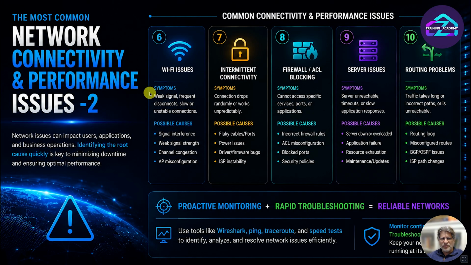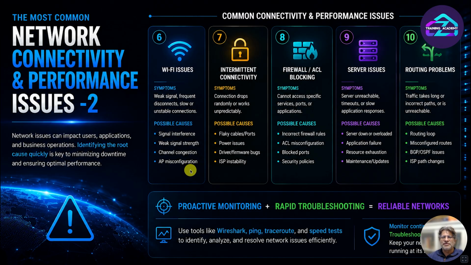So Wi-Fi issues, yeah, weak signal, frequent disconnects, slow or unstable connections. So this could be due to signal interference. Make sure your signal is good. I have a wireless course. It will take a long time to get to that, unfortunately, because I'm still very, very busy trying to get the data communications course going, but eventually we'll get to the wireless course. But in signal interference, the signal strength can make a lot of difference, right? Channel congestion, AP misconfigurations, which is the access point misconfiguration, can also cause a problem. So you want to look into those issues.